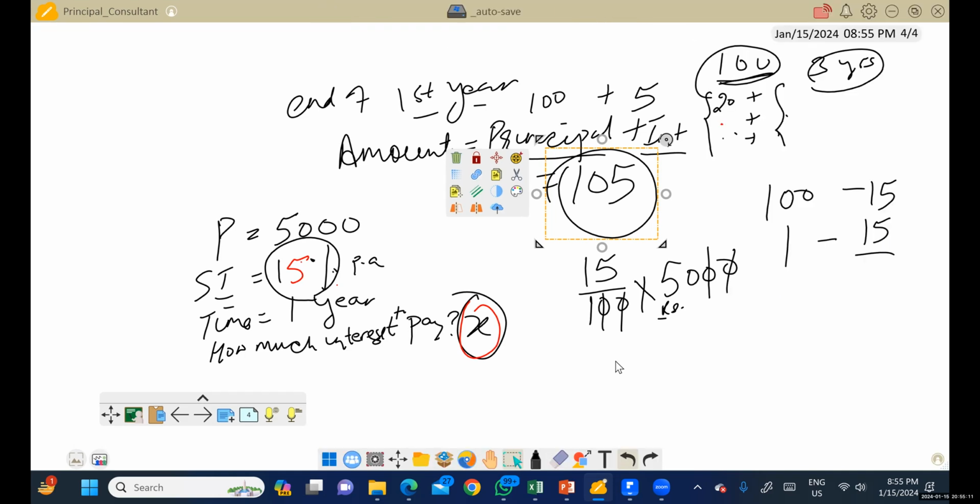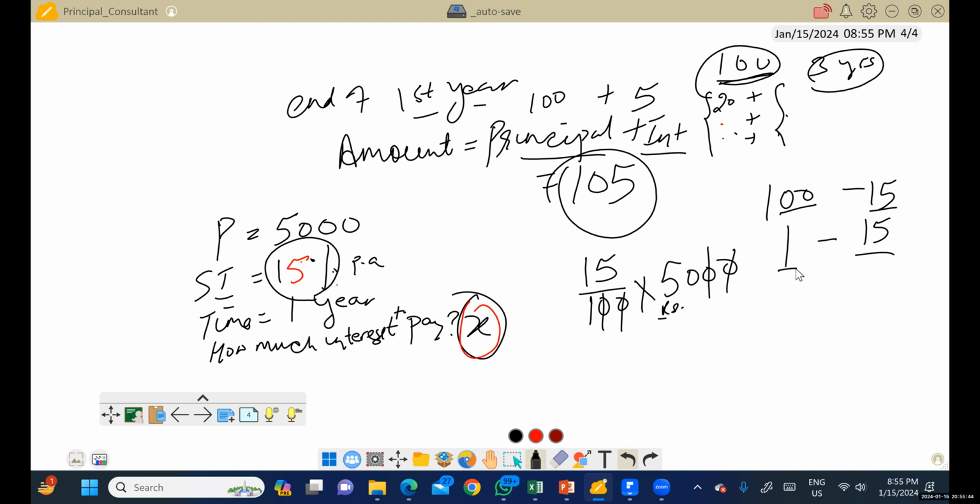So let's say out of every 100 rupees, I'm paying 15 rupees as interest, as a percentage. For every 100 rupee principal, I'm paying 15 as interest. So if I borrow less money, will I pay more interest or will I pay less interest? Daksh, will I pay more interest or less interest?